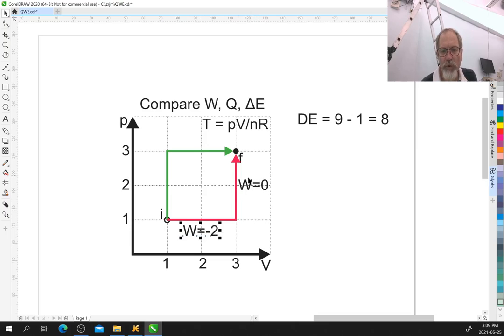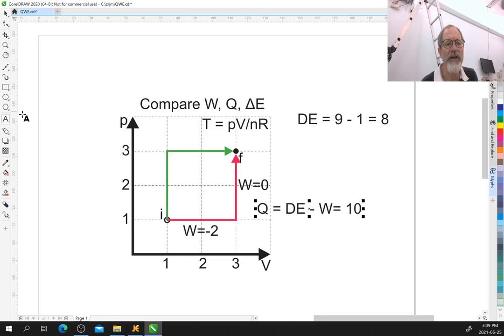So the total work done going in this path is minus 2 units of work, but the change in thermal energy is 8. Therefore, for this path, Q is going to have to be equal to dE minus all the work done, which equals 10 units. So there's going to be 10 units of heat put into the system on this path. We're going to have to put in 10 units of heat in order to get the final change in thermal energy from the first law.